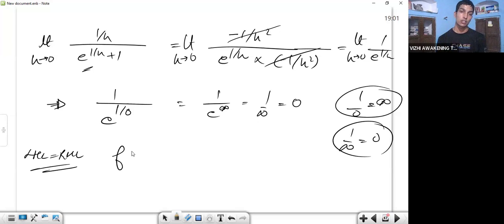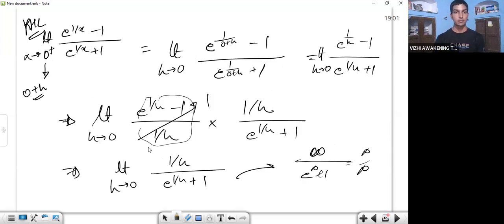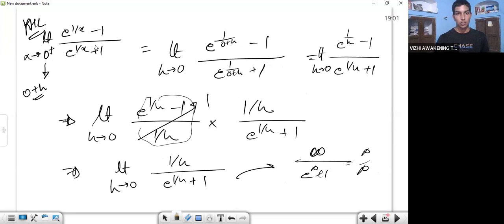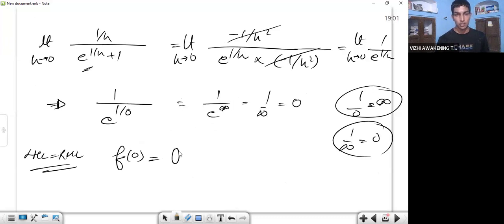Now let us check the value of the function at f of 0. So at f of 0, this function is coming equal to 0. So yes, f of 0 is also 0. So here we have LHL, RHL equals f of 0 equals 0. So most probably this function is continuous at 0.